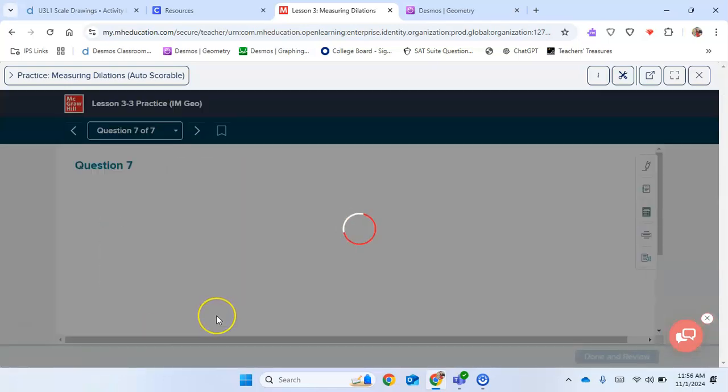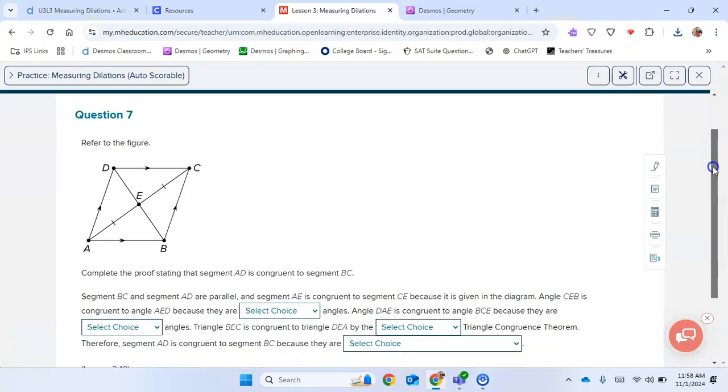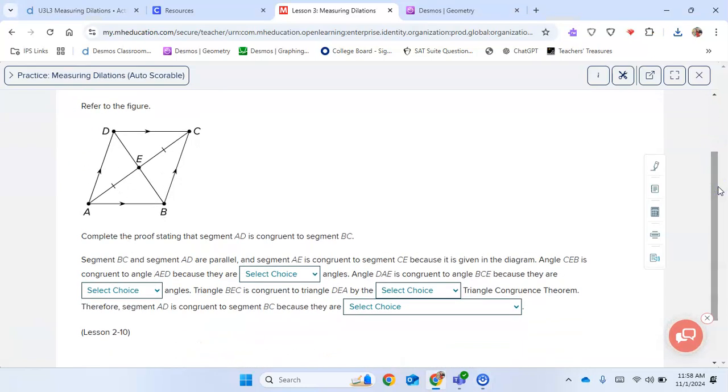Question 7. Refer to the figure. Complete the proof stating that segment AD is congruent to segment BC. Segment BC and segment AD are parallel. That's those arrows right there. And segment AE and CE is congruent to segment CE because it's given in the diagram. Those are those little hash marks right there.